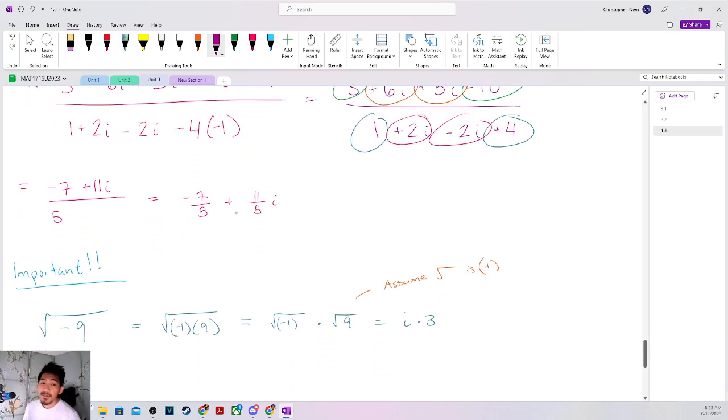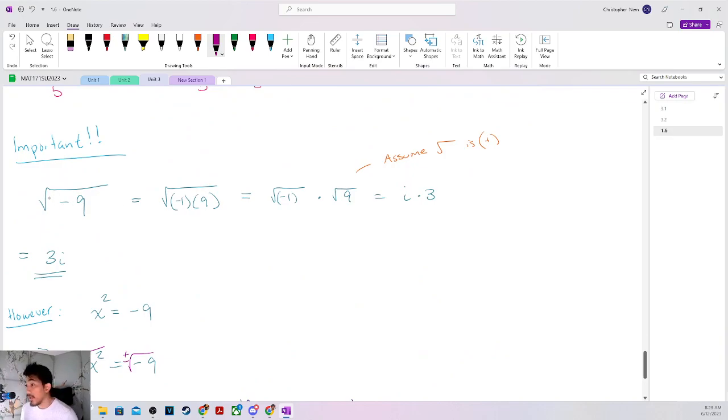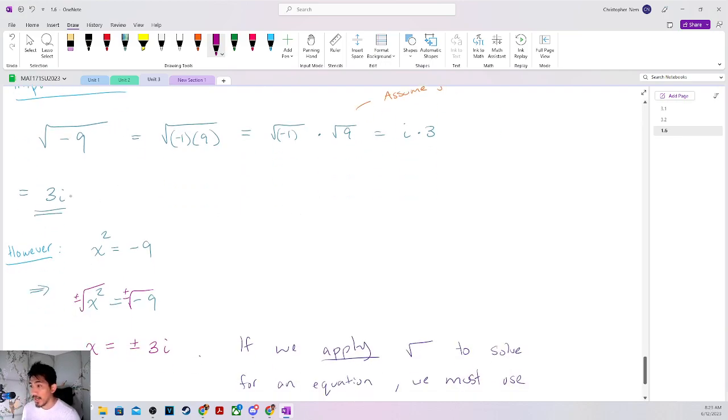That is very helpful to know how to do division instead of memorizing that formula. Now, it's important you know that when I have a square root of a negative value, I can always factor out a negative 1 from that number and then break up the square roots. So I have square root of negative 1 times square root of 9, which is exactly i times 3. This is not plus or minus because the square root is assumed to be positive. Okay, so I get 3i here.